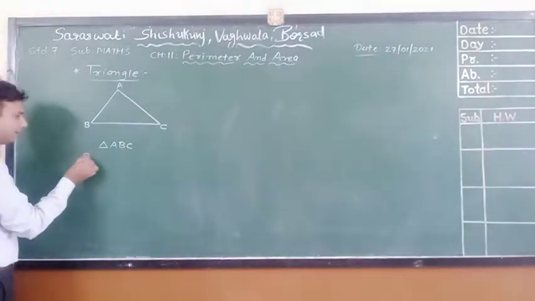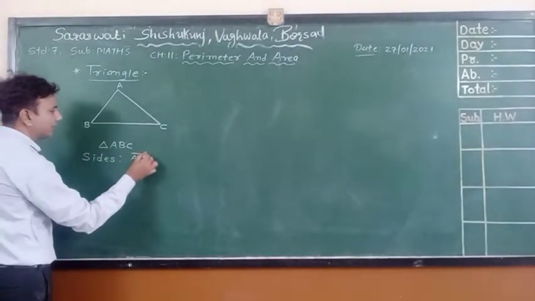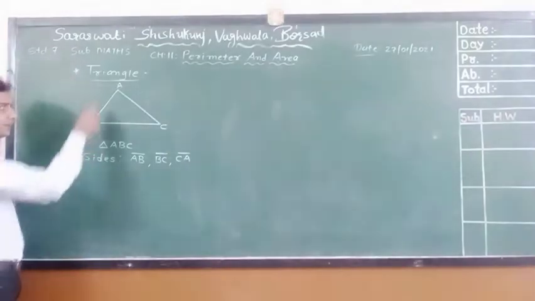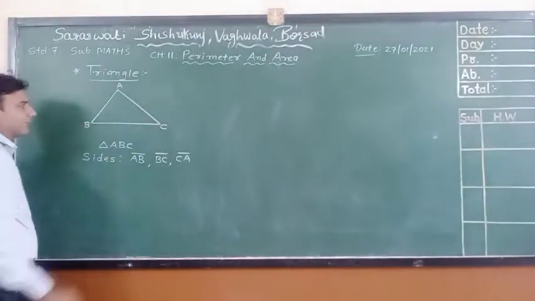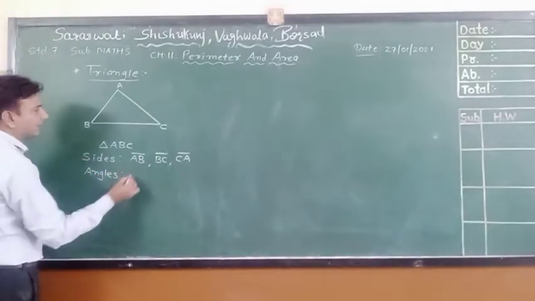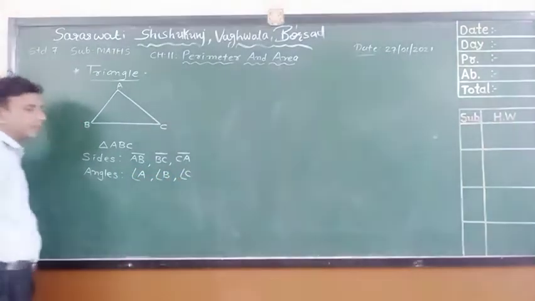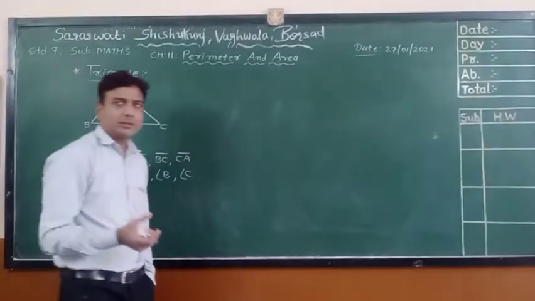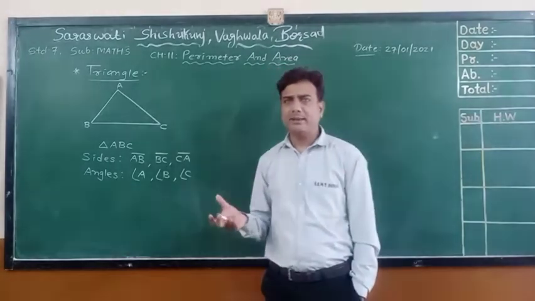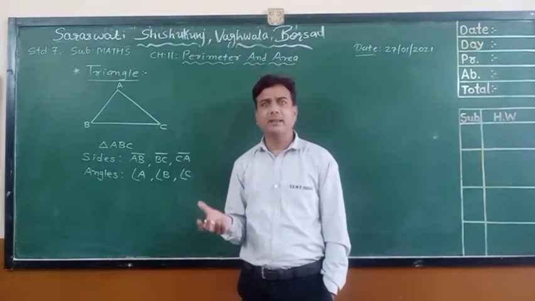And a triangle has three sides. How many sides does it have? It has three sides: segment AB, segment BC, and segment AC. It has three angles. How many angles? Angle A, angle B, and angle C. Clear that? So this figure we call a triangle, and it has three sides, segment AB, segment BC, and segment AC, and three angles, angle A, angle B, and angle C.